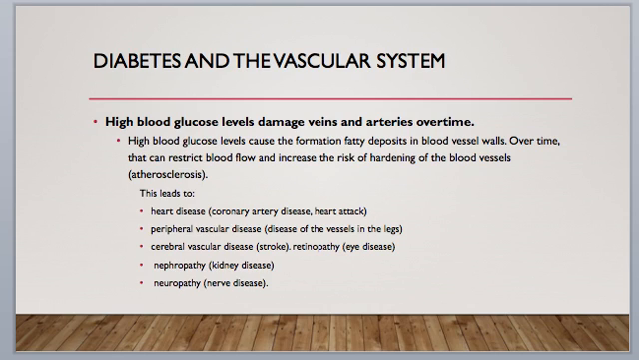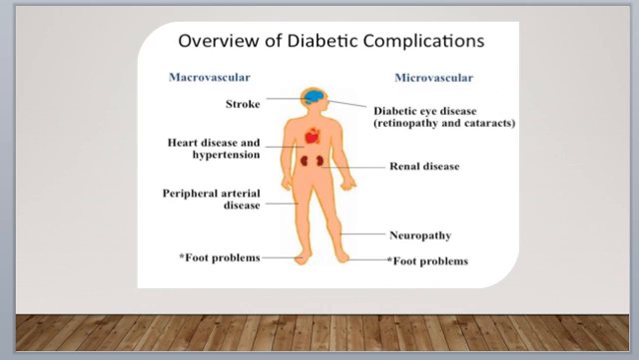This leads to heart disease, also known as coronary artery disease or a heart attack; peripheral vascular disease, which is a disease of the vessels in the legs; cerebral vascular disease, a stroke; retinopathy, eye disease; nephropathy, kidney disease; and neuropathy, nerve disease. We will review each of the listed complications at length later on during this presentation, but I want you to have a visual of the wide array of body systems that are affected by diabetes.